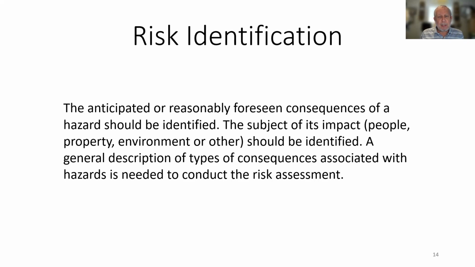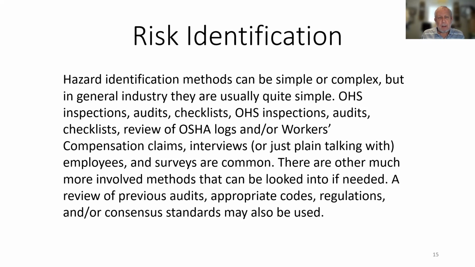The anticipated or reasonably foreseen consequences of a hazard should be identified. The subject of its impact, and one thing I like about that 5x5 matrix, it kind of gives you an impact for people, property, and environment, should be identified. A general description of types of consequences associated with hazards is needed to conduct a risk assessment.